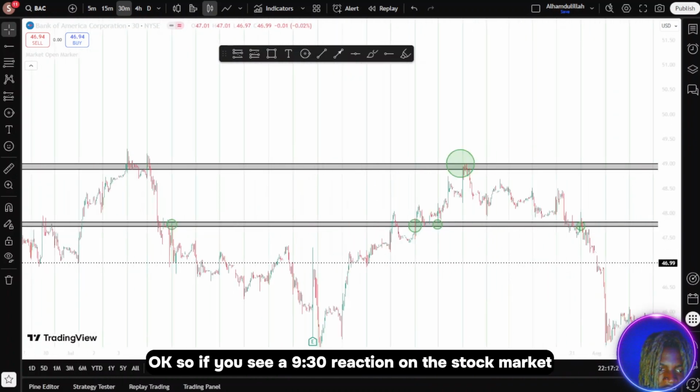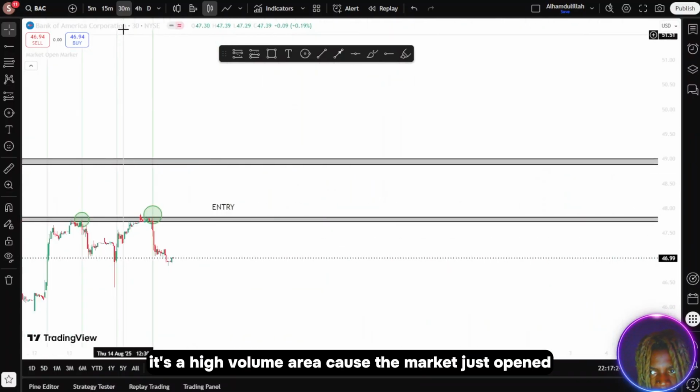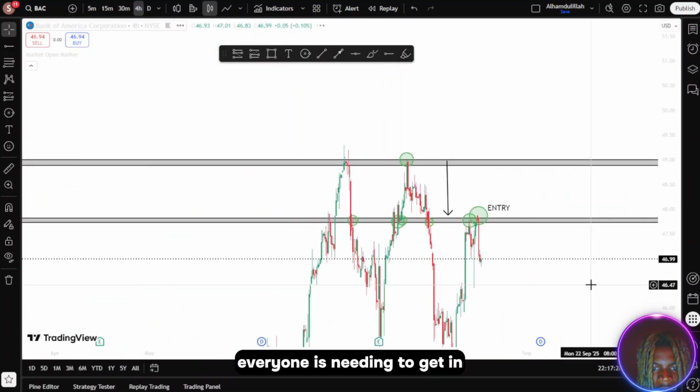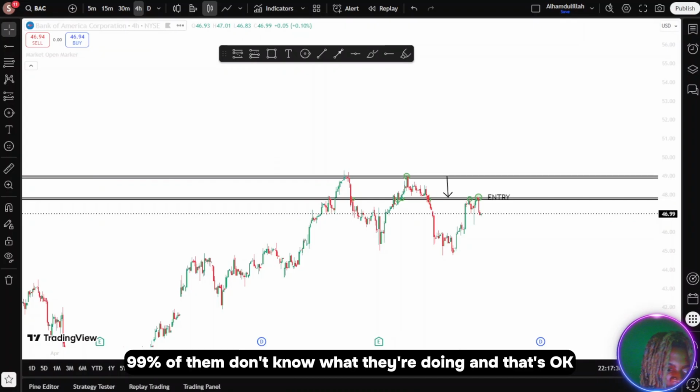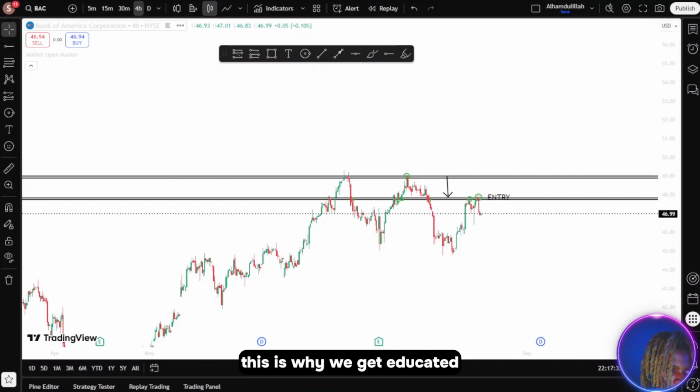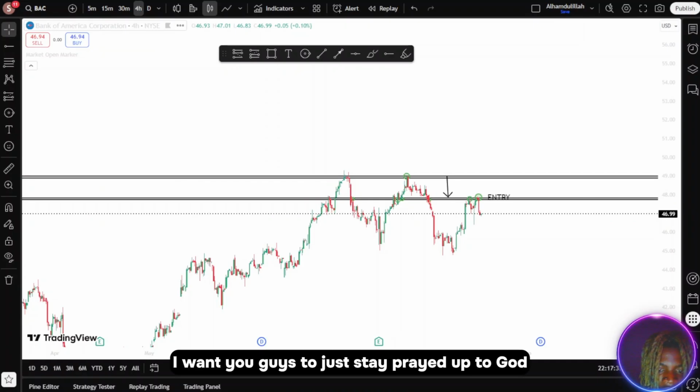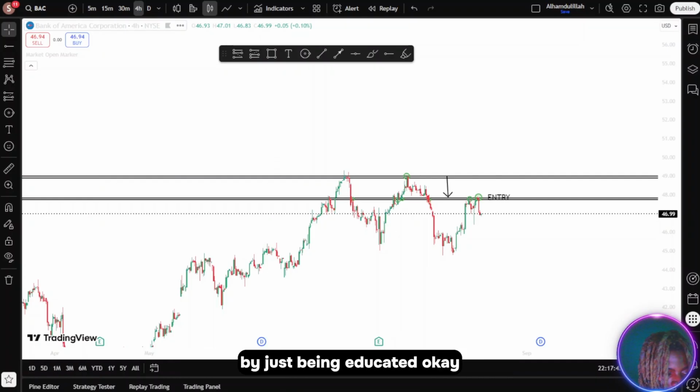So if you see a 9:30 reaction on the stock market, it's a high volume area because the market just opened. Everyone is fiending to get in, even though 99% of them don't know what they're doing, and that's okay. This is why we get educated, because there was a point in time I was one of those people too. I want you guys to just stay prayed up to God, get educated, and not make mistakes. You can really just get ahead in this world by being educated.